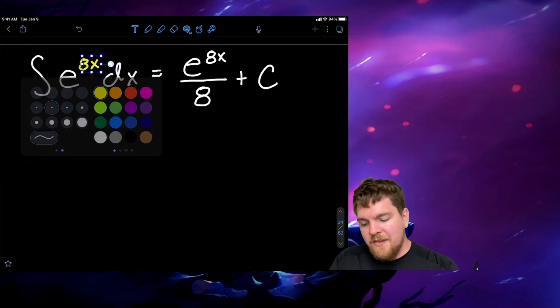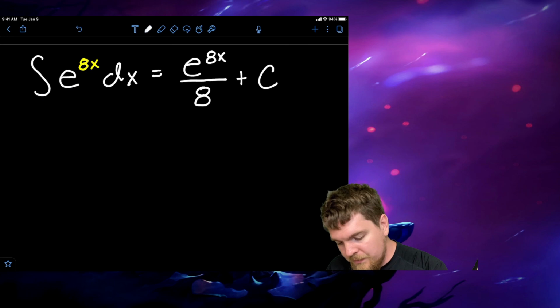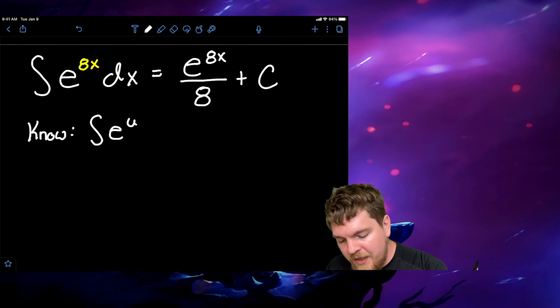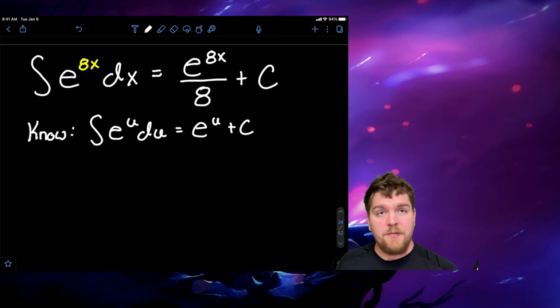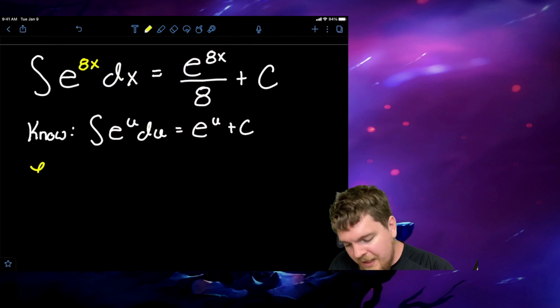I would see that I have this e to the 8x, and I know how to integrate e to the u. So going into this problem, I know that the integral of e to the u with respect to u is going to be e to the u plus c. So that's all that I know going into this. So my approach is to just let u be the exponent.